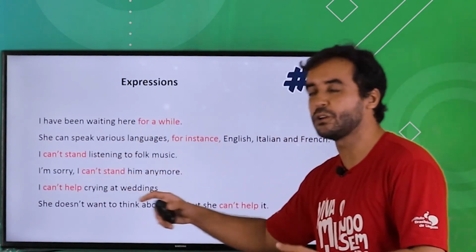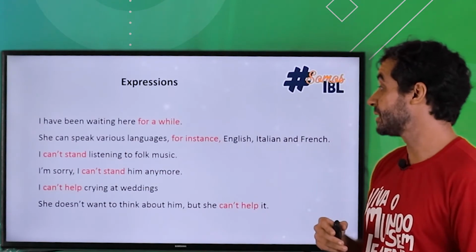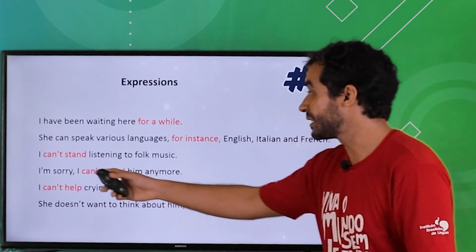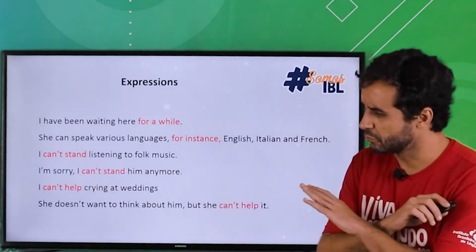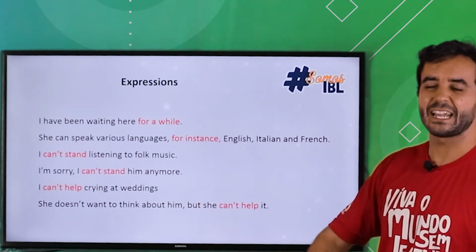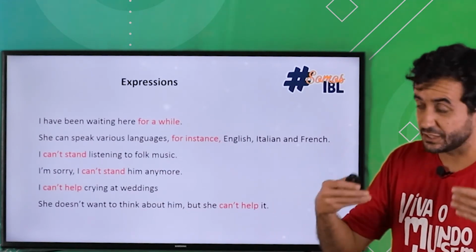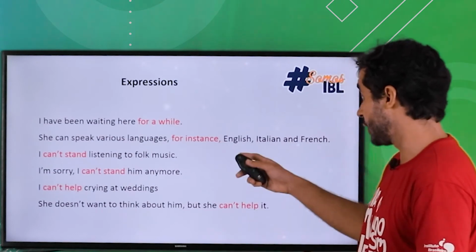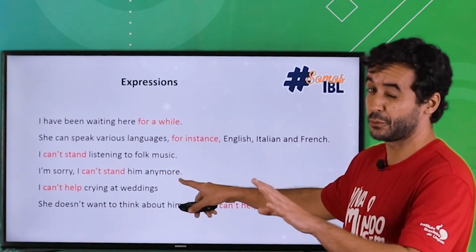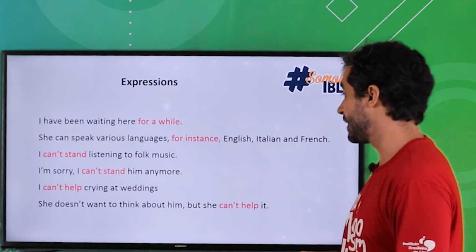And stand is one of those verbs which apply that gerund rule to the next verb, the following verb, right? So you can't say, I can't stand to listen. Wrong. I can't stand listening. I can't stand eating raw fish. I can't stand talking on the phone too much, etc. Okay, another example. Sorry, I can't stand him anymore. Okay, so the person is probably annoying, right? So the person can't stand the other person anymore, right?